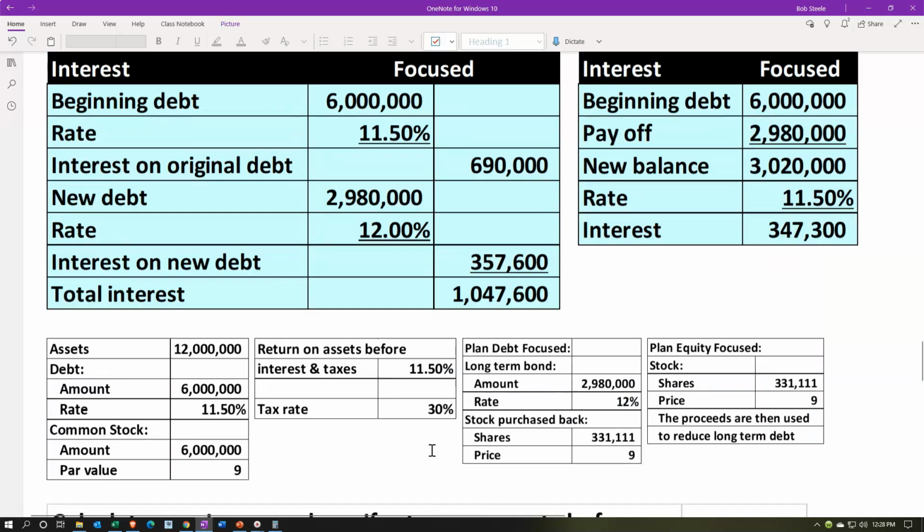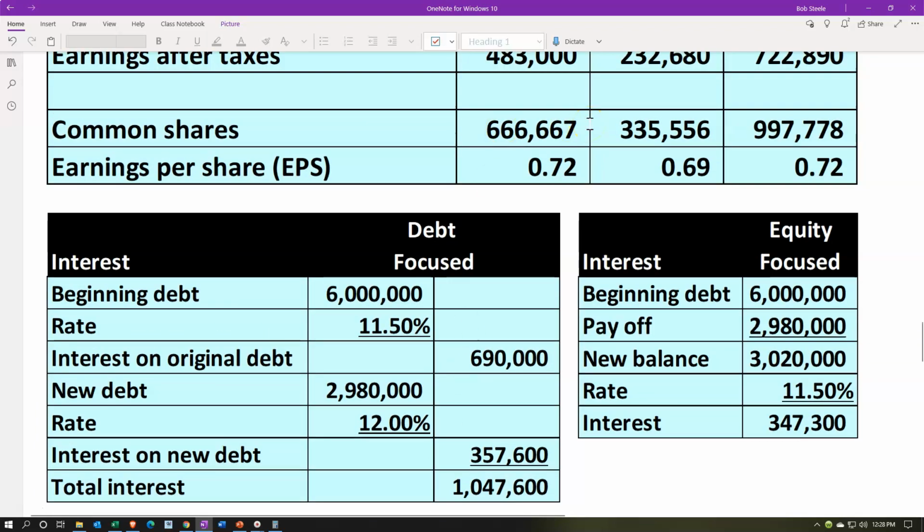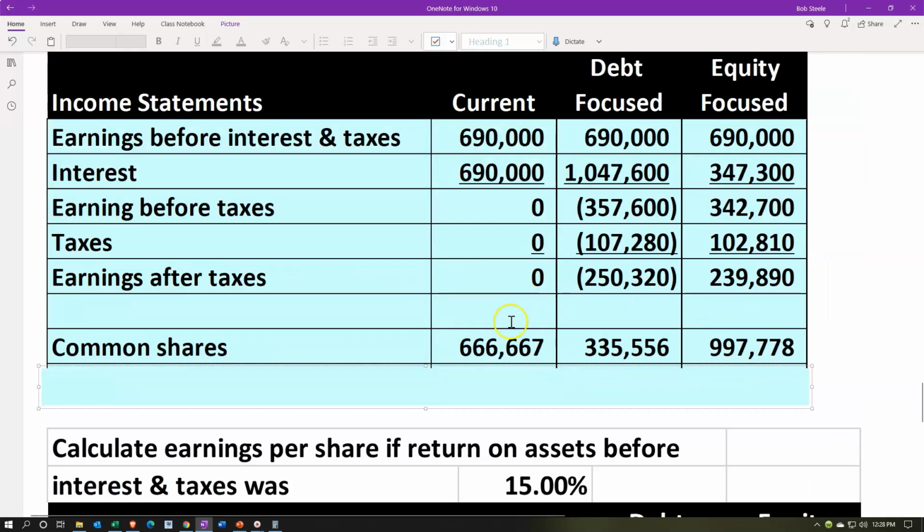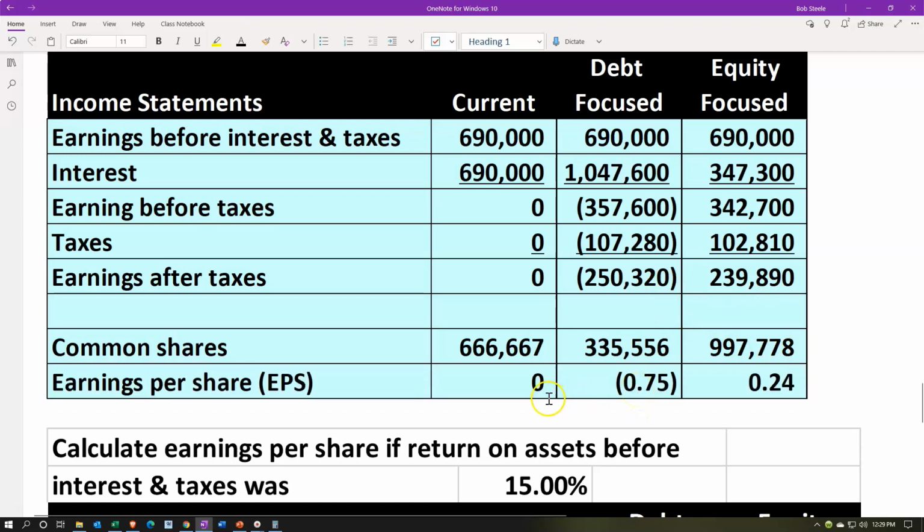Then we consider the number of shares. Once again, we have the same breakout with the shares that we talked about before. The first one having the 667, the second one having less shares on the debt plan because we took the debt out in order to buy back some of the shares. The third one, we issued more shares, so now we have more shares. Note that on the equity-focused plan, it's the only one where we have income here, but we have to allocate that income over more shares. The debt plan, of course, has a loss, which we're allocating the loss over. So the current plan is at 0.